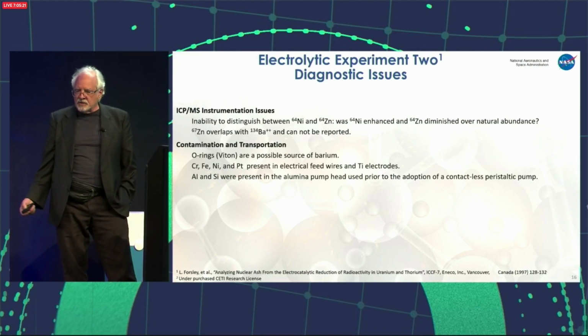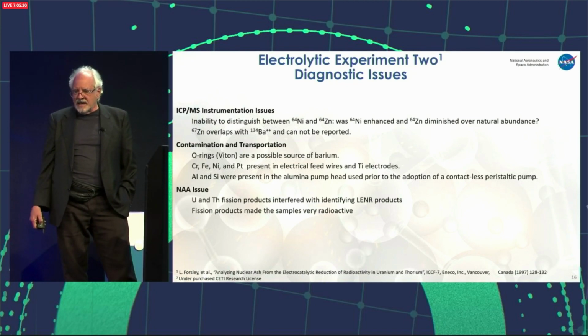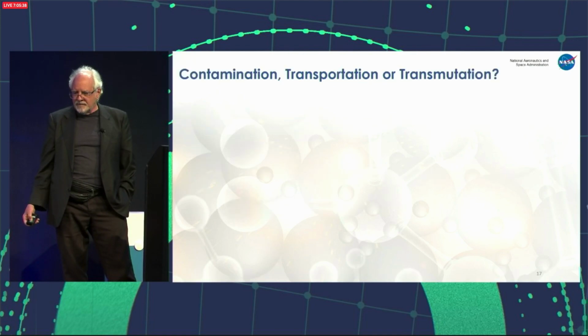Similarly, aluminum and silicon were present in the aluminum pump head, which has caused us later to adopt a contactless peristaltic pump. And again, the NAA issue, we produced fission products, which made this not only hard to handle, but confused what was there before we fissioned the uranium and the thorium. So, contamination, transportation, or transmutation?